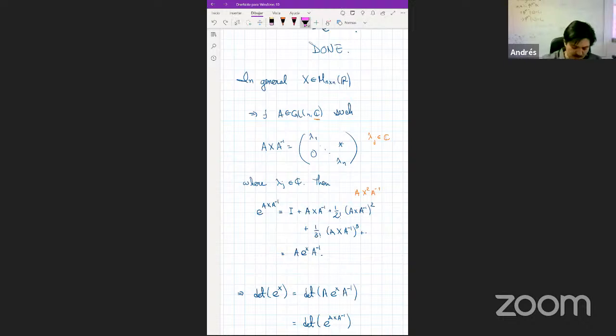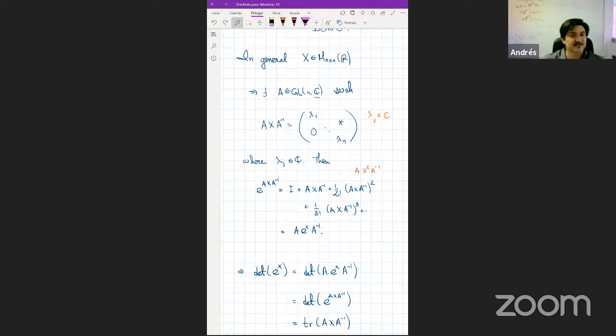Now, this is an upper triangular matrix. And we know what the determinant of such a matrix is, right? This is the trace. That's what we proved. We proved the result for an upper triangular matrix, and we use that result here. And then, what property of the traces do we use?